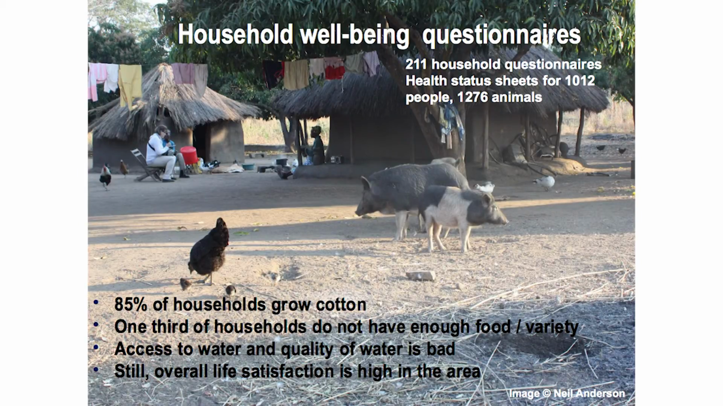The household wellbeing questionnaires revealed some very interesting results. So there's far too much detail for me to go through in this talk, unfortunately, but significantly a large proportion of households are growing cotton, and that's bound to be having some influence on tsetse populations. Food security is poor, access to water is poor, but generally they're quite happy with their life satisfaction.